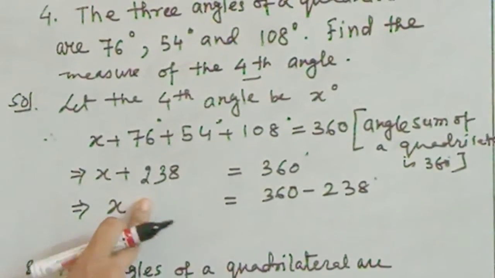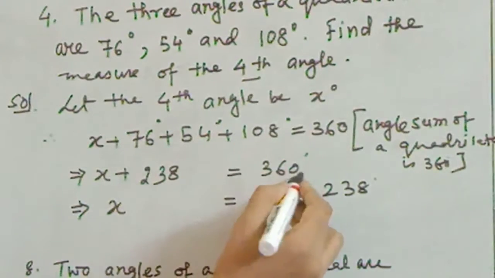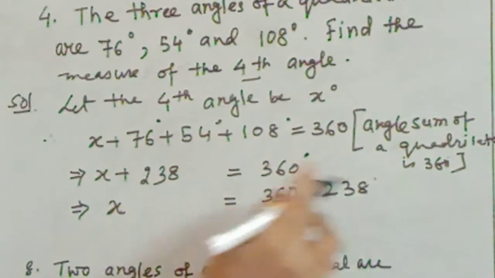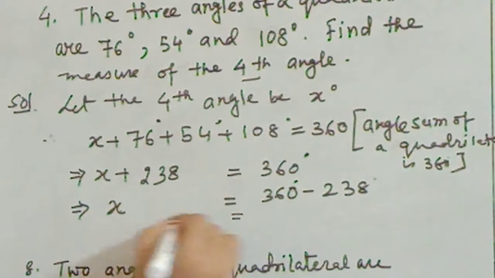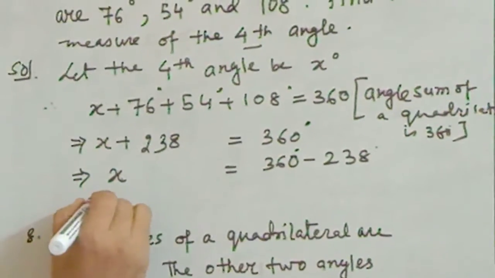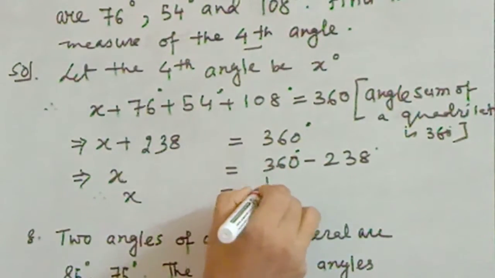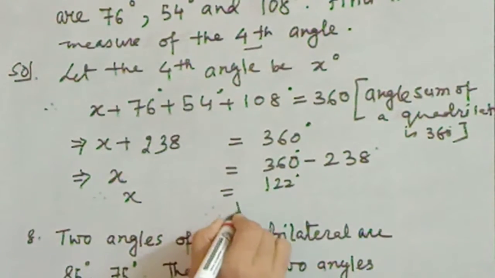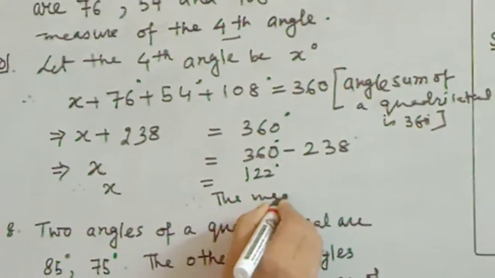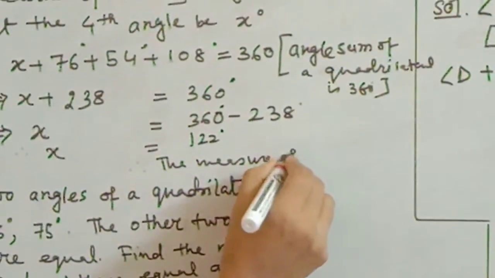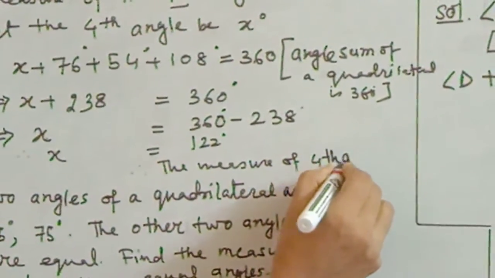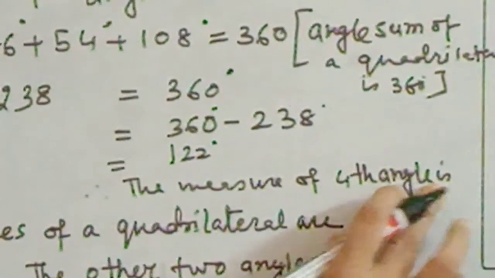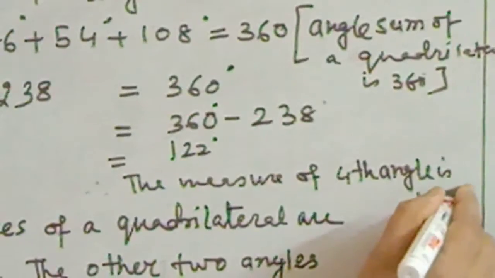If you add all this, you will get 238 degree. So x plus 238 degree is equal to 360 degree. Therefore x is equal to 360 degree minus 238 degree, or you can write, therefore x is equal to 122 degree. So the measure of the fourth angle is 122 degree. Okay.